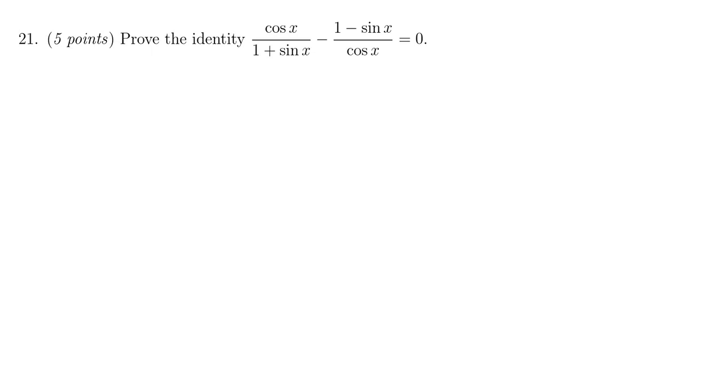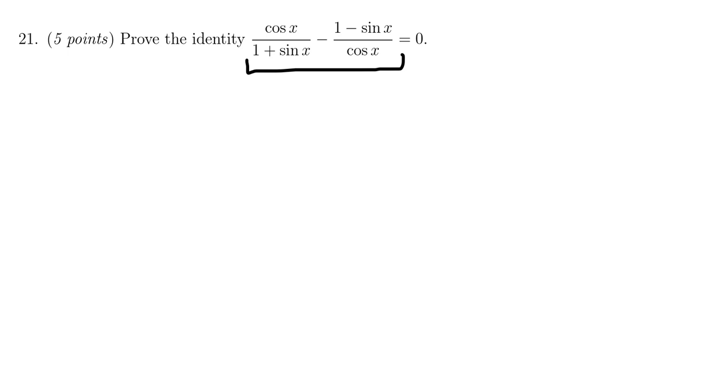In this video, we provide the solution to question number 21 from the practice final exam for Math 1060, in which case we have to prove the trigonometric identity: cosine of x over 1 plus sine of x minus 1 minus sine of x over cosine of x is equal to 0. All right? So I would definitely say that the left-hand side is the more challenging, the more complicated side.